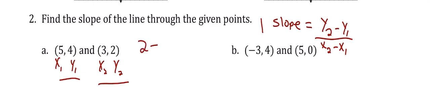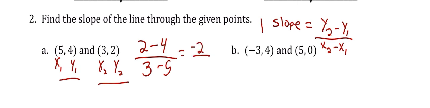Okay, so now let's just take y2, which is 2, minus y1, which is 4, over x2, which is 3, minus x1, which is 5. And then we simplify that and we get negative 2 over negative 2, and that just gives us a positive 1. If we had plotted these 2 points and counted up and over, the rise over the run, we'd still get 1. Okay, let's look at the next one.